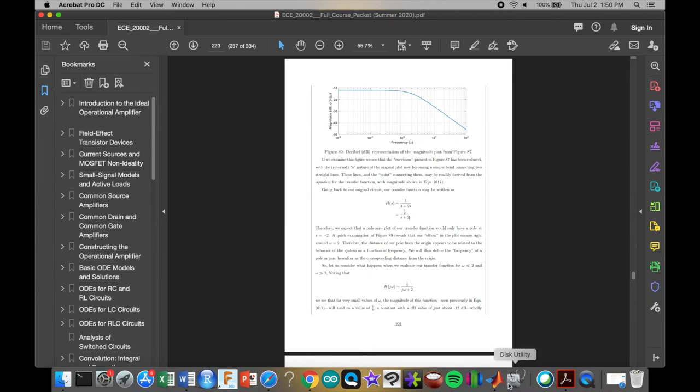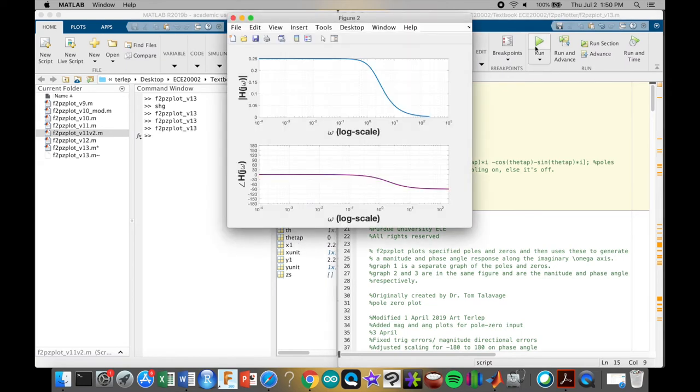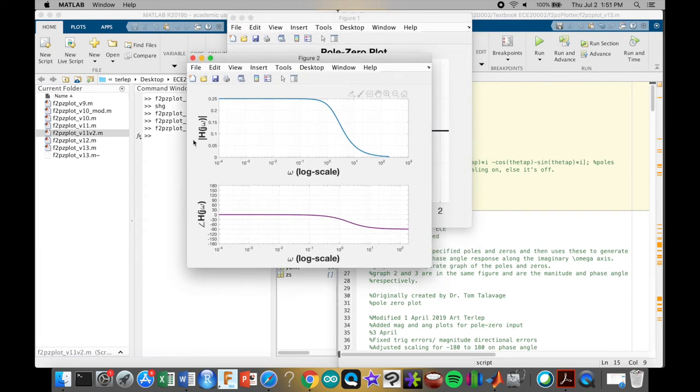But for the purposes of our plotter, we can just put in nothing for the zeros because there are no zeros, a minus 2 pole, and our scale factor here is actually just 1/2. I'm going to leave the decimal scaling off so we can talk about it a little bit. This plot should look fairly familiar. This is the same one that we have in the book.